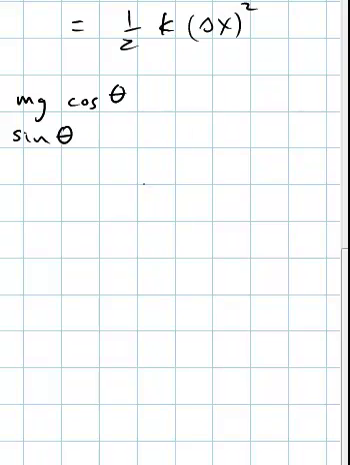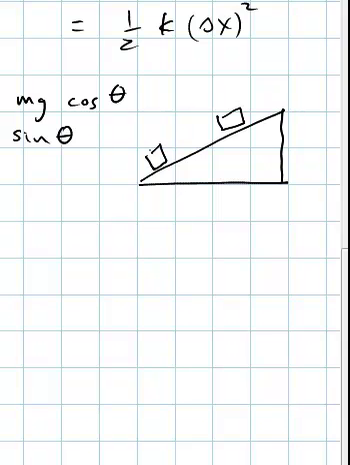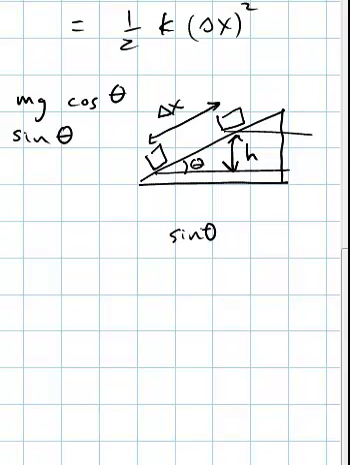Let me draw that out where that comes from real quickly here. The block starts out here in the initial state. It ends up here in the final state. So we want to know how much it changes in height. And the hypotenuse is delta x. This side is h. And the angle is theta. So the sine of that angle is going to be h over delta x, or h is equal to delta x sine theta.